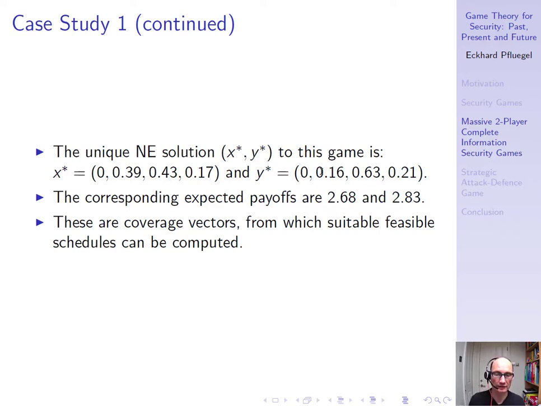So for example, here we would observe that the target T1 doesn't seem to be very interesting for the attacker because here you find the 0, and hence we will also not really bother protecting it. At the same time, the target T3 seems to be of greater interest for the defender and the attacker. And then if both players would embark on this Nash equilibrium strategy, then they would expect the following payoffs. So this is the value for the defender and this is for the attacker.